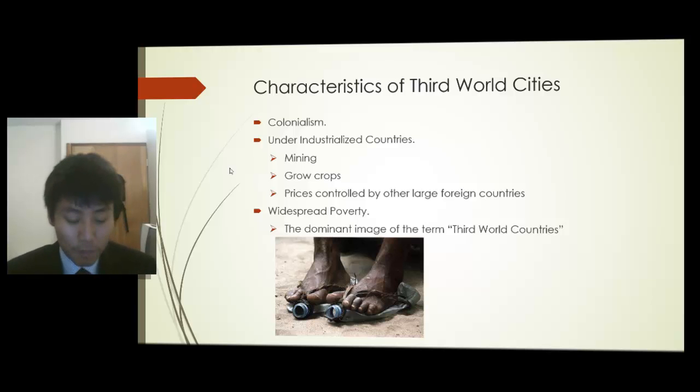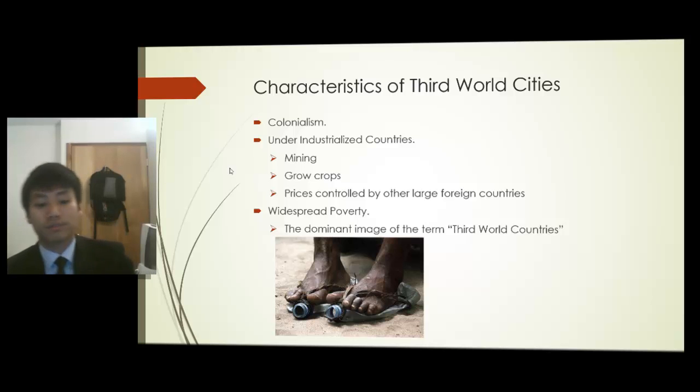The prices of third world products are usually determined by large foreign firms instead of their domestic firms. And the trade with the West provides almost all the third world's income. Widespread poverty is also another characteristic of third world countries. Poverty is even the dominant image when you think of the term third world countries.